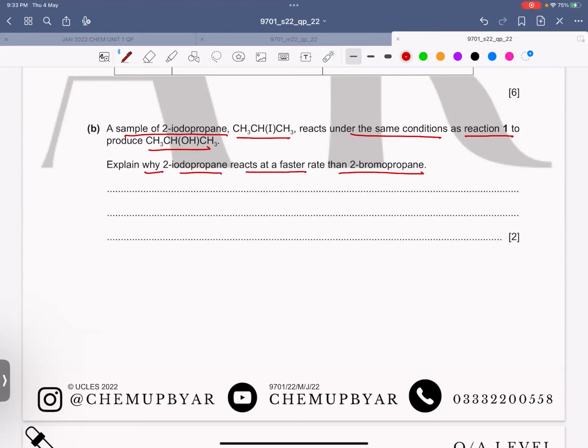The carbon iodine bond is weaker than carbon bromine. Yes, very good, but it will get you 1 mark.